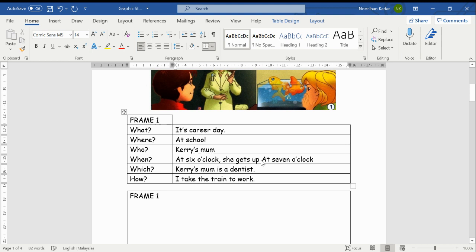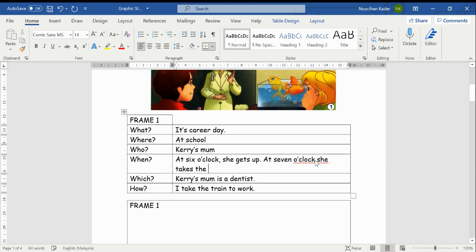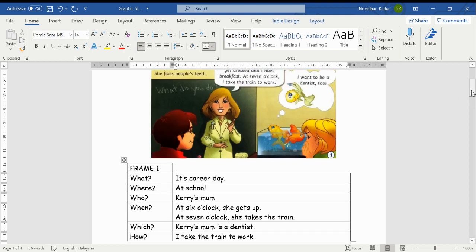And the second one will be at 7 o'clock. She takes the train. Okay, that would be better. So we've already answered when. At 6 o'clock, Carrie's mom gets up. And at 7 o'clock, she takes the train. That's her routine.